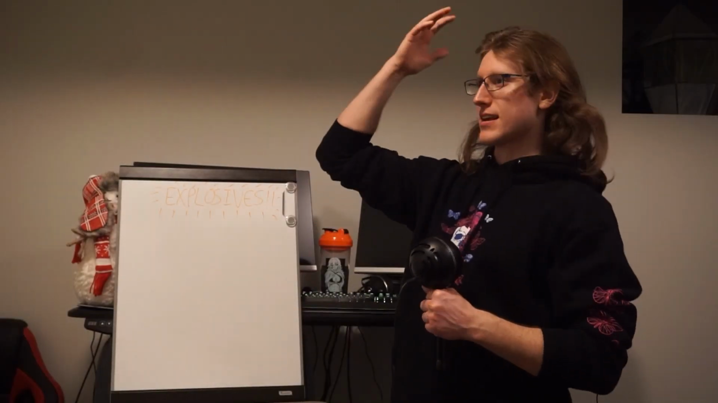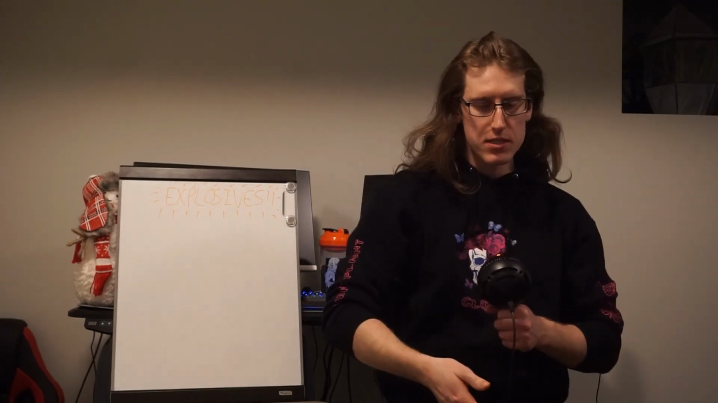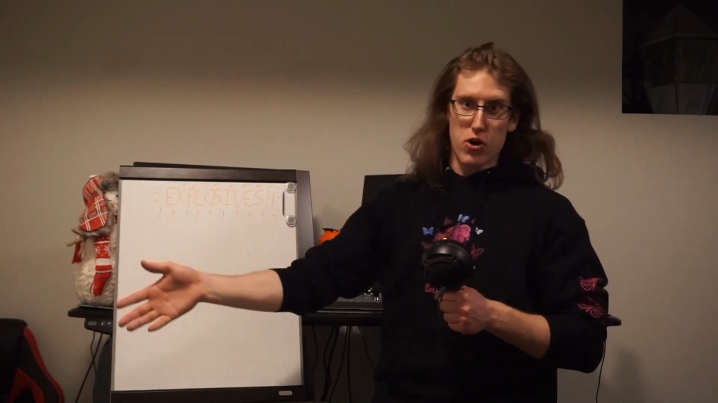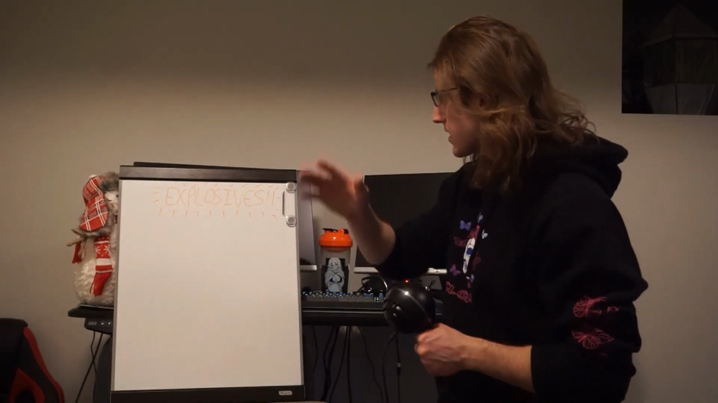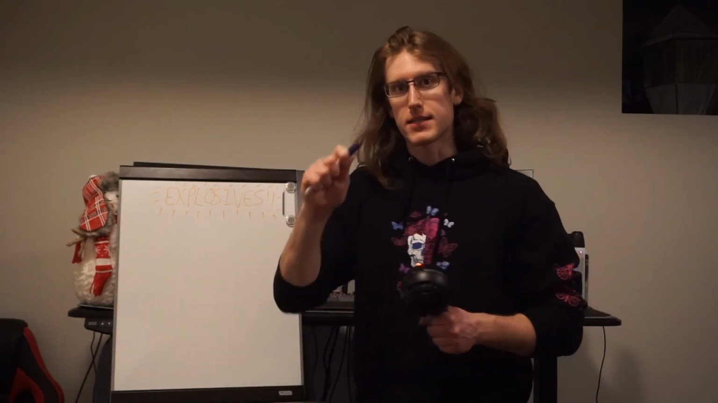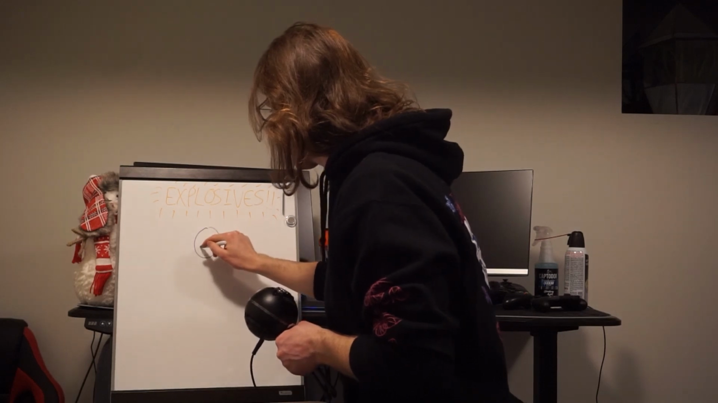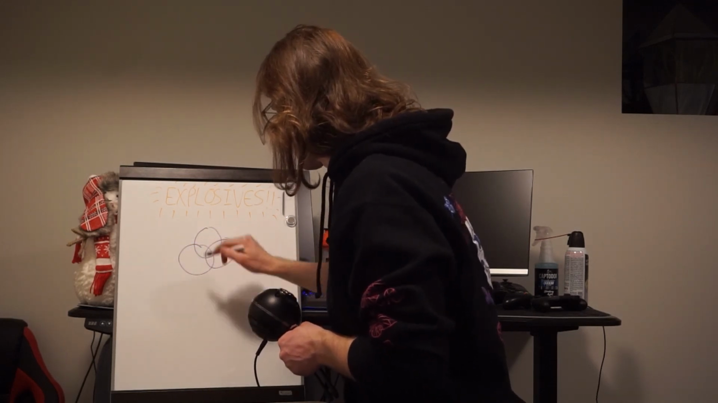Because we got all different kinds of explosives. We got chemical explosives, we got nuclear explosives, we just talked about stars exploding. But what makes an actual good chemical explosive? I'll tell you right now, it's a combination of three things. And it's a Venn diagram of these things.